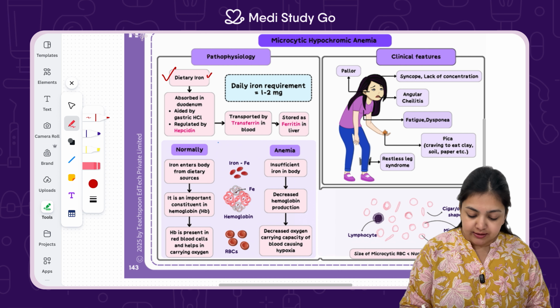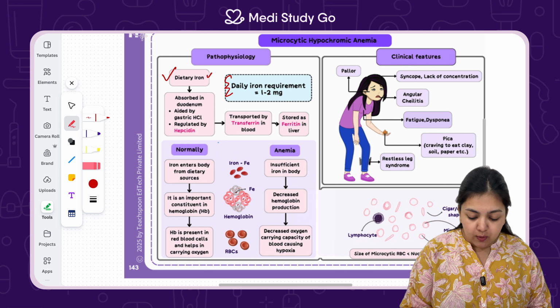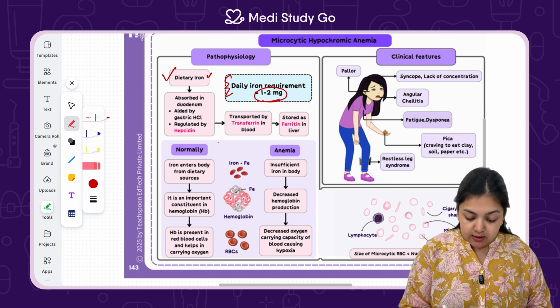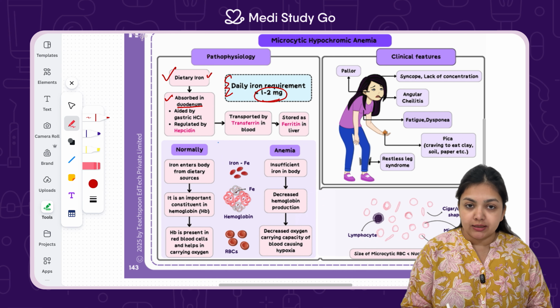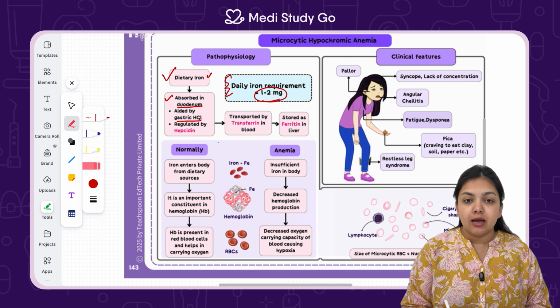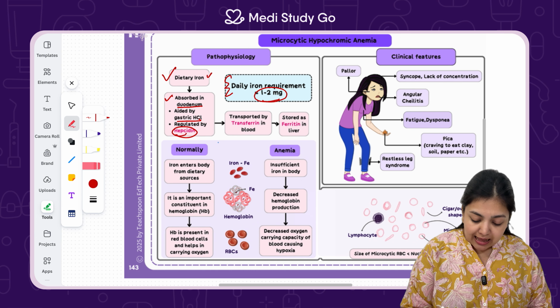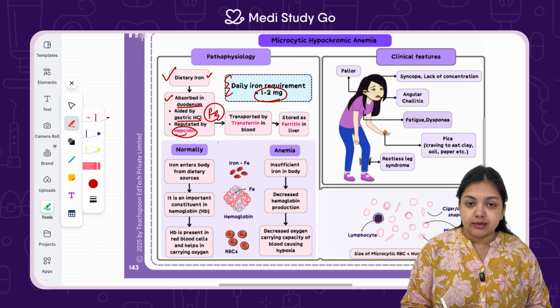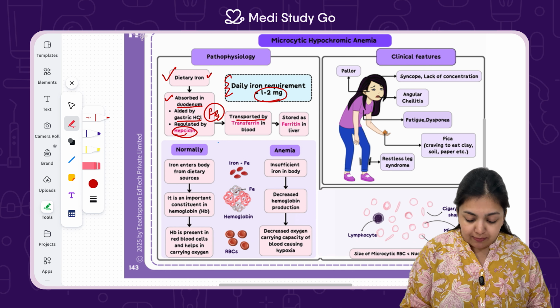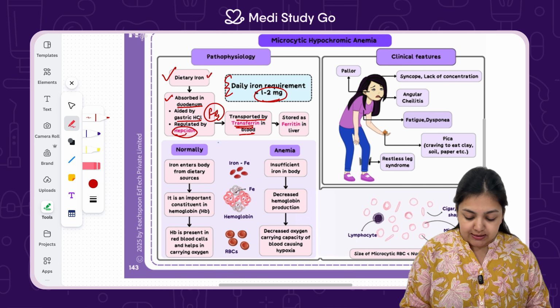So dietary iron is taken, and the daily iron requirement is 1 to 2 milligrams. This is absorbed in the duodenum of the intestine, which is aided by the gastric HCl present. This is regulated by hepcidin also. This iron, which is absorbed in the intestine or the gut, is transported by the transferrin protein present in the blood.